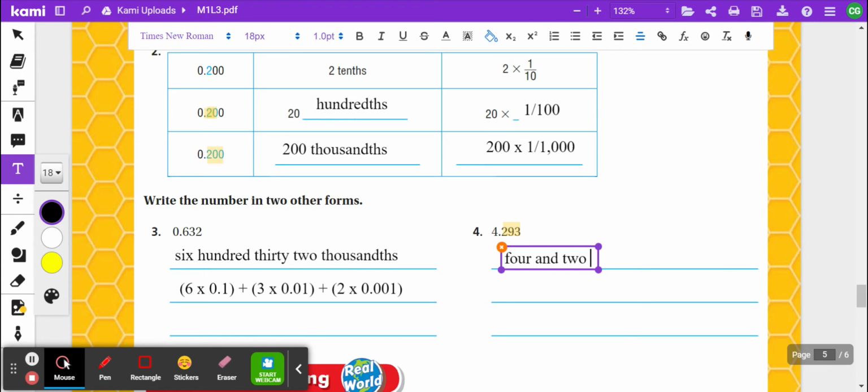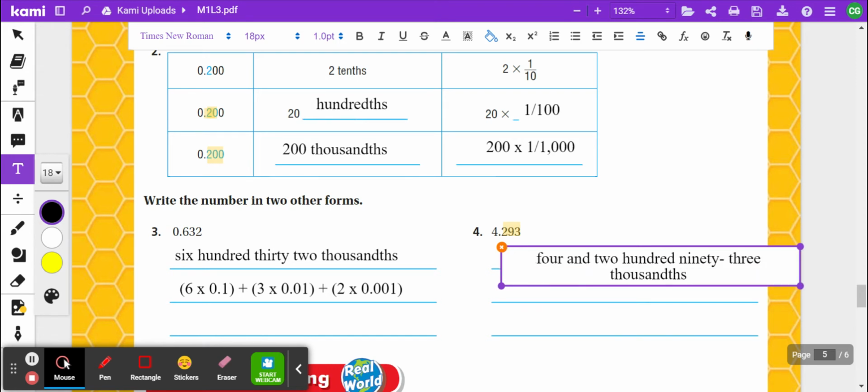So it's 290, that's not 90. Sorry about that. 90, not 90, but 93 thousandths.